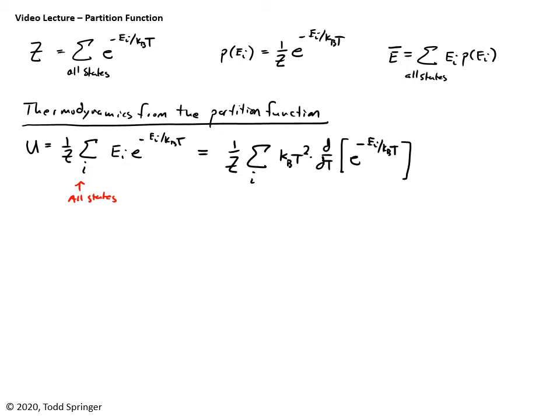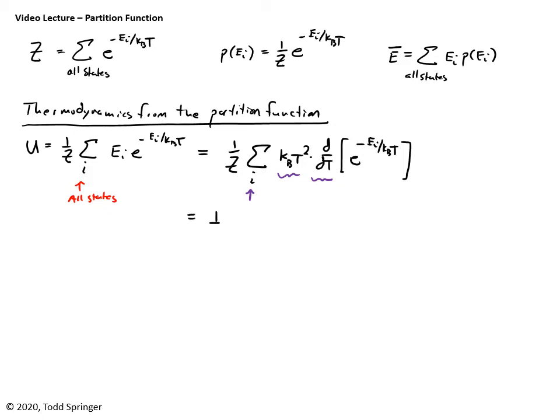Okay, now to go further, remember this sum here is over i. So things that don't depend on i I can bring outside of the sum. I can bring outside this kBT squared, and I can also bring outside the derivative, because the derivative of the sum is the sum of the derivatives. The derivative is a linear operator. So I can bring those out.